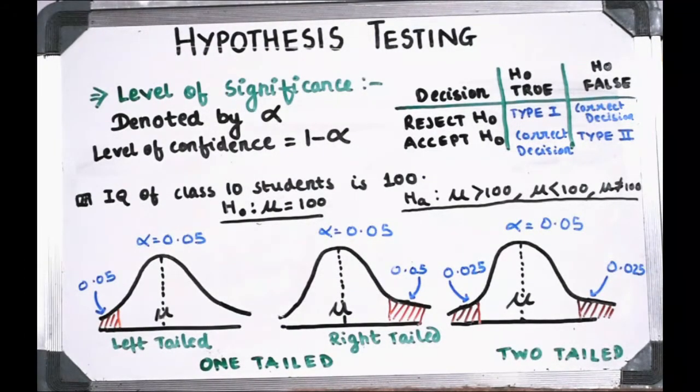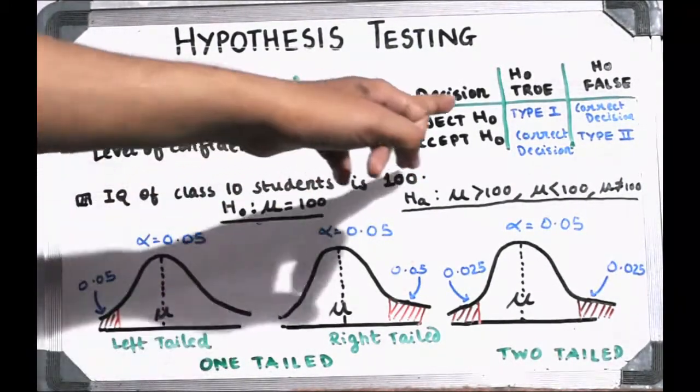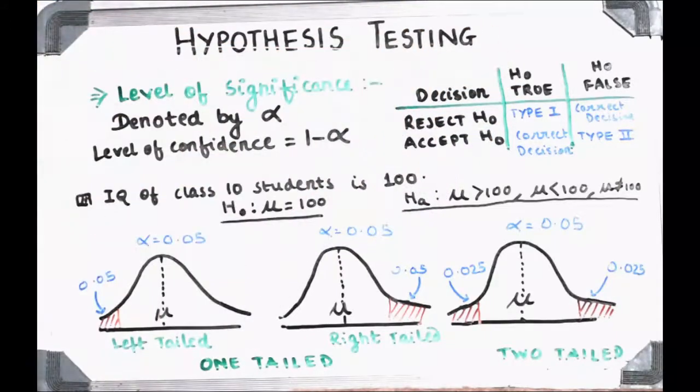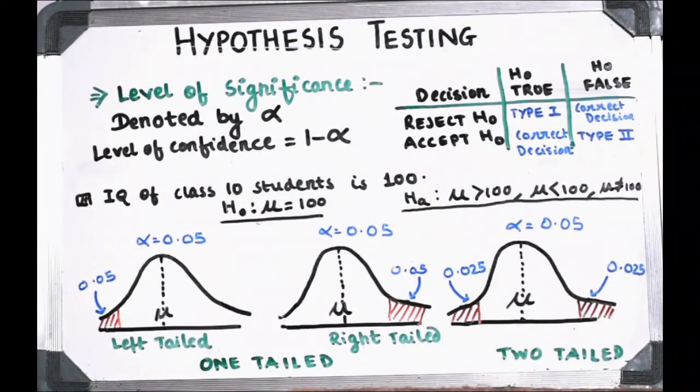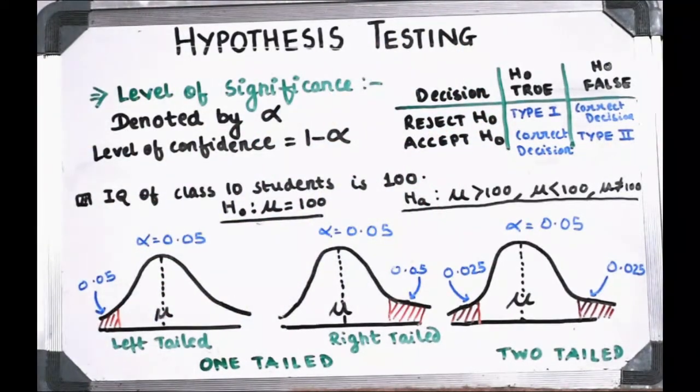Now friends, let us discuss the level of significance. Before going into the level of significance, let us discuss the types of error in hypothesis testing. If you consider this box, you will find that when the null hypothesis, H0, is true and still we are rejecting the null hypothesis, it denotes a type 1 error.